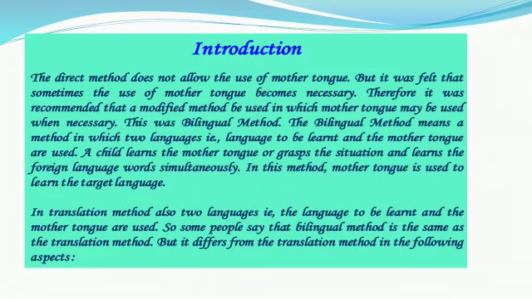A child learns the mother tongue or grasps the situation and learns the foreign language word simultaneously. So, in this bilingual method, it is easy for the child to learn the mother tongue, and at the same time, it is easy for the child to learn the foreign language. In this method, mother tongue is used to learn the target language. So, keep it in your mind. A child can learn the mother tongue as well as the foreign language simultaneously.